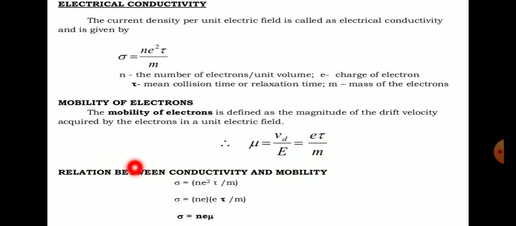The next is the relation between conductivity and mobility. Take the relation sigma = ne²τ/m. Taking ne to one side, we have eτ/m, which is denoted as the mobility of the electrons, μ. So sigma = neμ. This is the basic concept of the free electron theory.